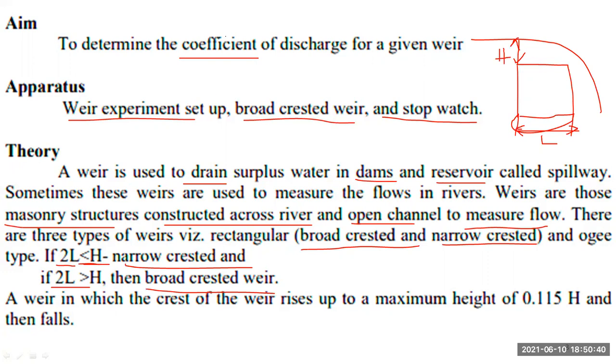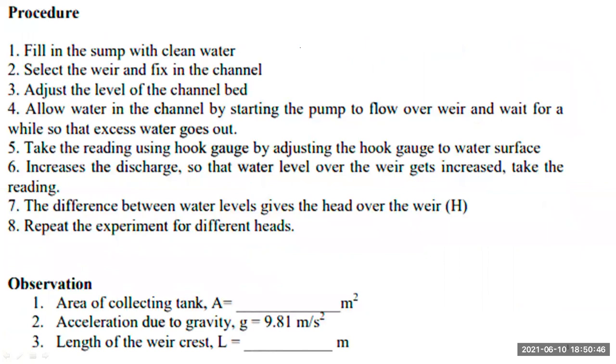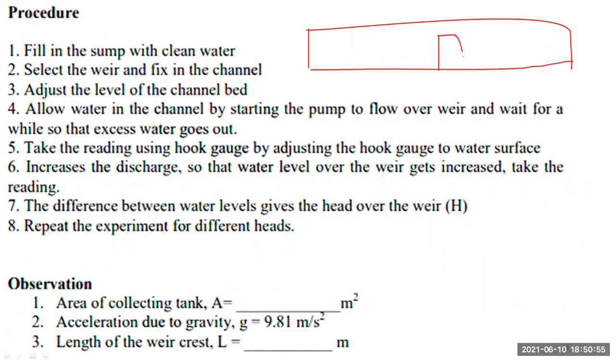Here we are determining the coefficient of discharge, Cd, for a broad crested weir. Let us see the procedure. First, you will have a channel. You have to fix a weir inside the channel, and after that you have to switch on the pump.